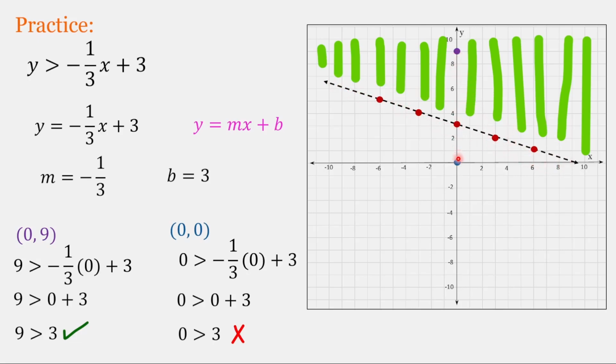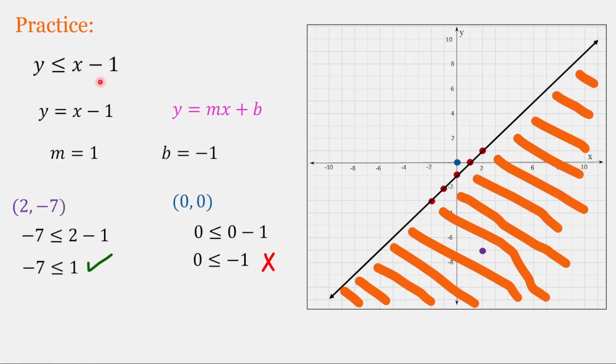We're going to check a point in each region. I checked the point 0, 9 and the origin 0, 0. Whenever I'm able to, I will typically use this origin 0, 0 as a test point because it does make the arithmetic easier. Testing the point 0, 9, we did get a true statement with 9 greater than 3. And then with 0, 0, we got a false statement. 0 is not greater than 3. So the region with 0, 9 needs to be shaded.